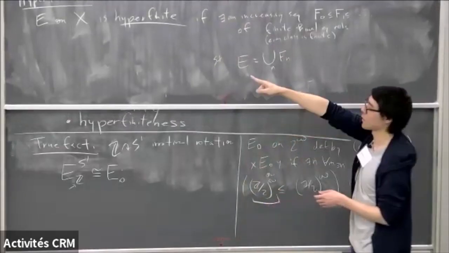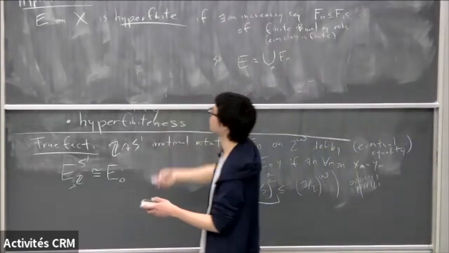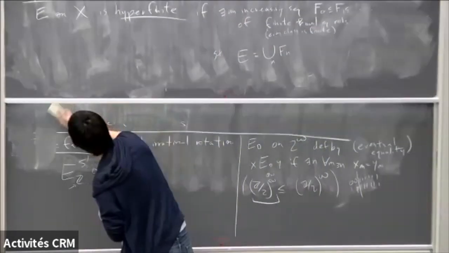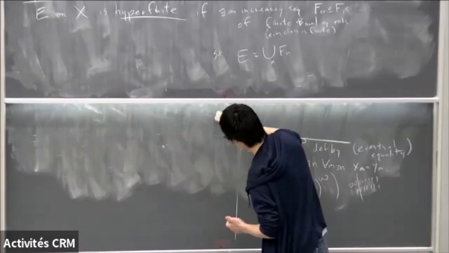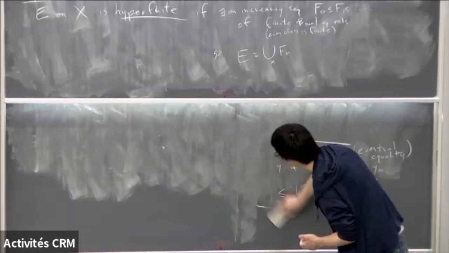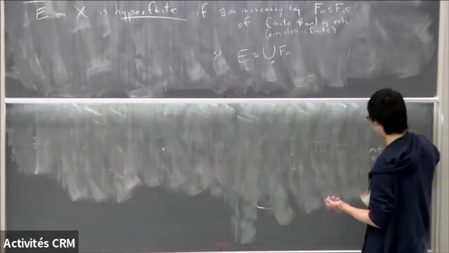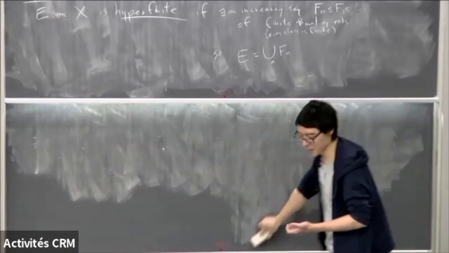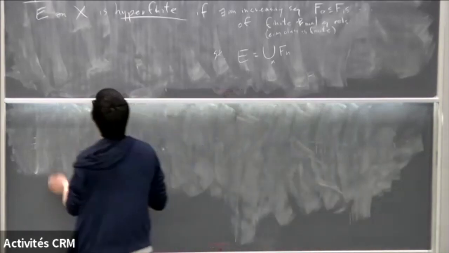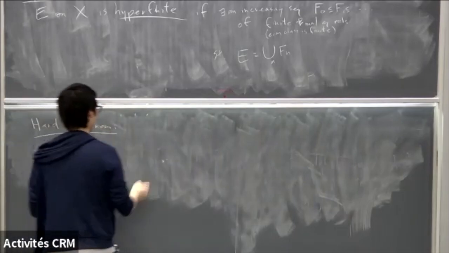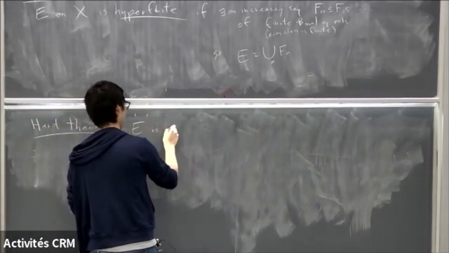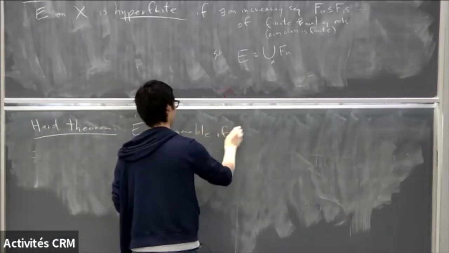If you think of it as a group, the group equivalent of this is that your group is locally finite. And the big punchline of Connes, Feldman, and Weiss is that that's the exact same as amenability. So amenability is somehow like local finiteness. The hard theorem is that E is amenable if and only if E is hyperfinite.